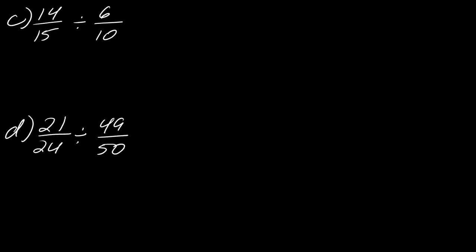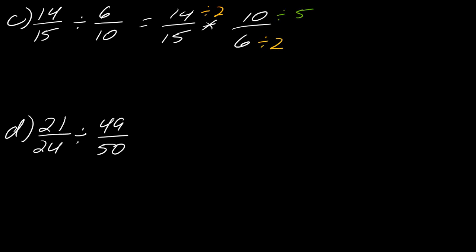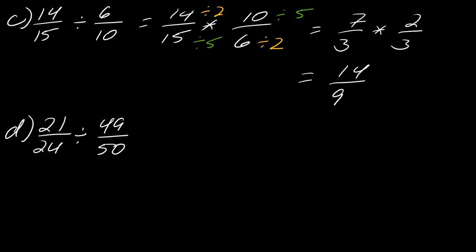Okay, so for division, we want to make sure that before we do any simplifying, the first thing we do is flip the second fraction, and then we can go ahead and simplify. So now I noticed between 14 and 6, these are both divisible by 2. And between 10 and 15, these are both divisible by 5. So this will become 7 over 3 times 2 over 3. So this equals 14 over 9.